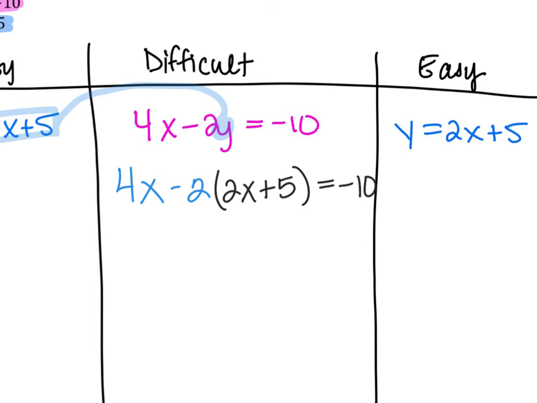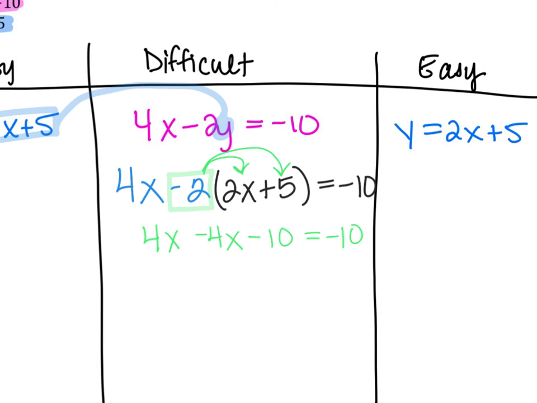Our process is the exact same as the last problem. First thing we do is distribute. In this case, we're going to distribute the negative 2. So negative 2 times positive 2 is negative 4x. Negative 2 times positive 5 is negative 10. And we did not touch the 4x. And we did not touch the equals negative 10. Okay, so again, distribute after you substitute.